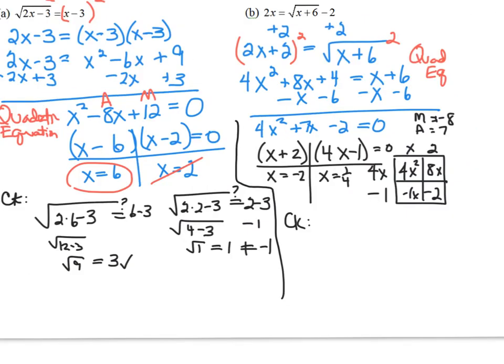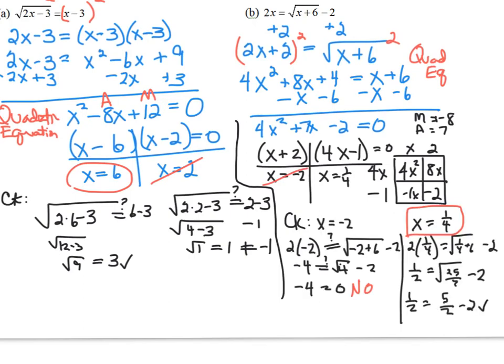Go ahead and check these solutions in the original and see if you think they are both solutions for that equation. Come back and check with my check and see if we agree. Welcome back. In your checks, did you see that x equals negative 2 does not work in the original? So I'm going to reject that answer. But when I checked with x equals 1/4, I did get that the sides match, so therefore x equals 1/4 is a solution of that radical equation.